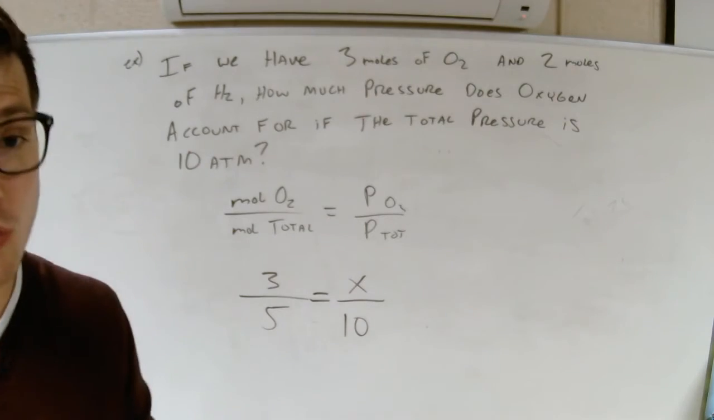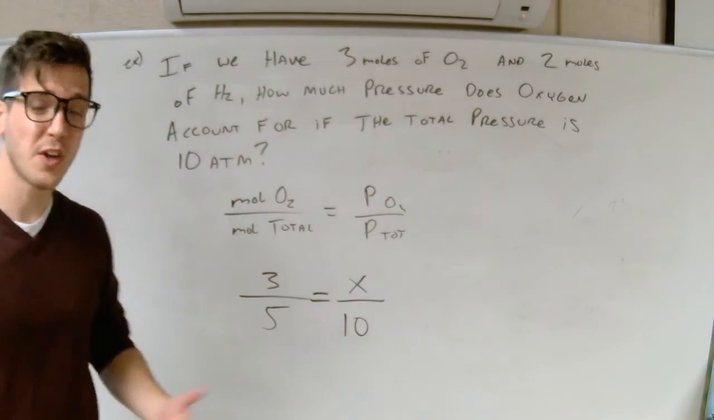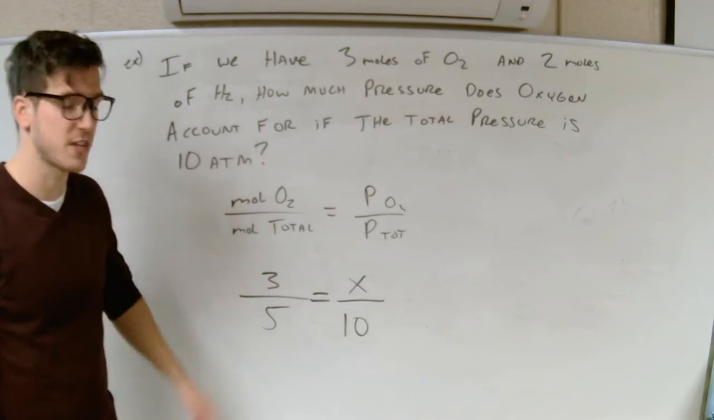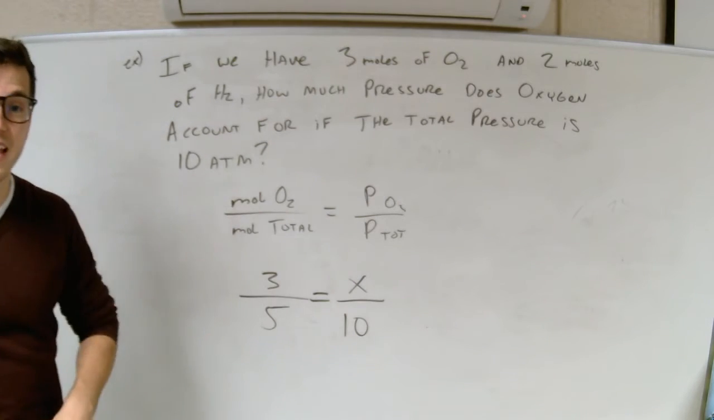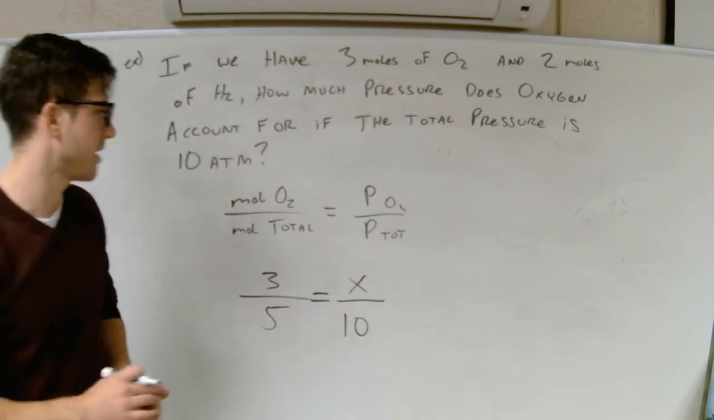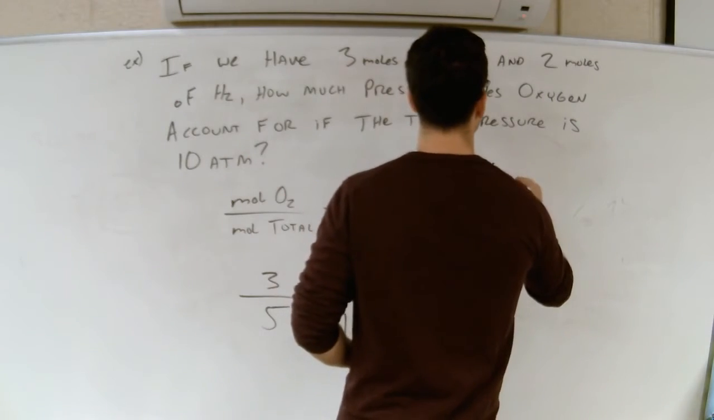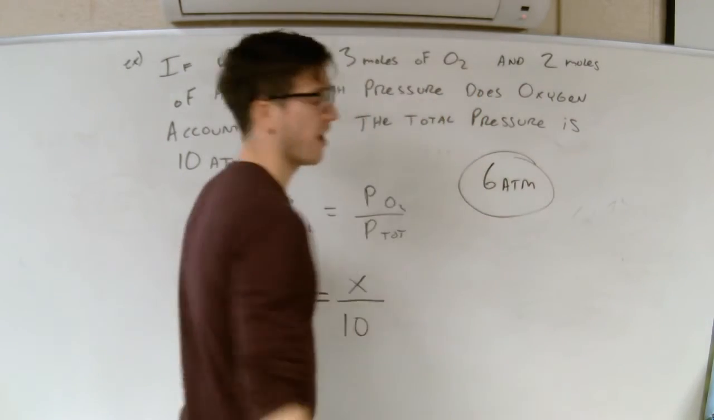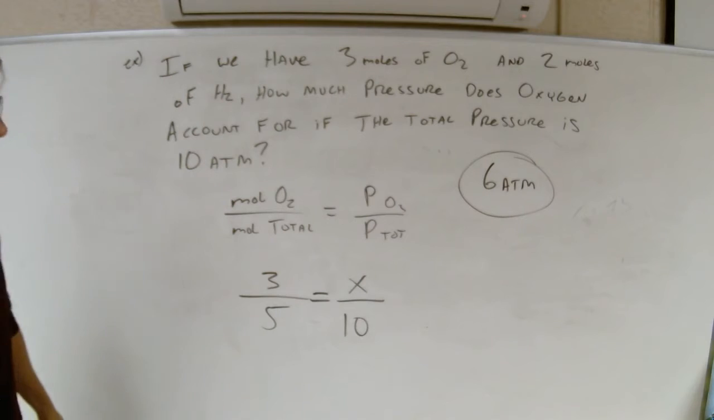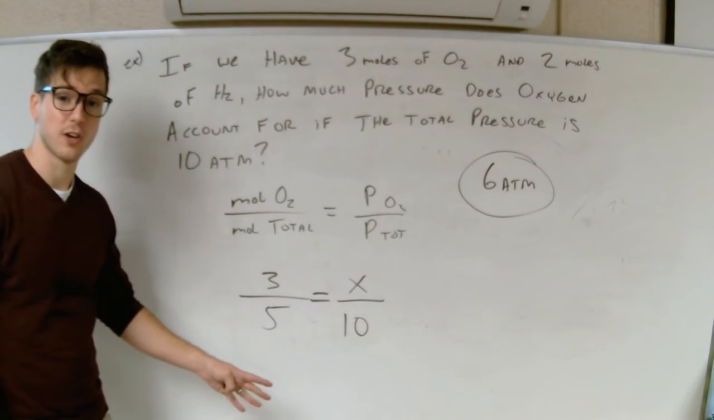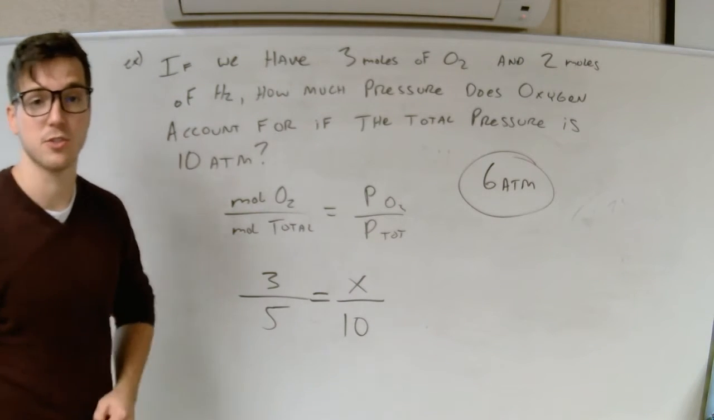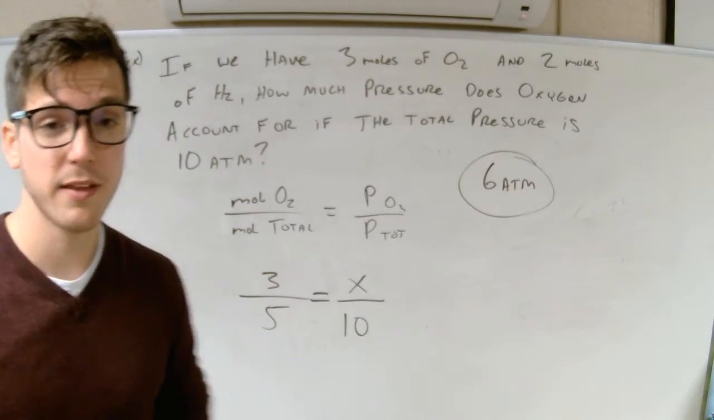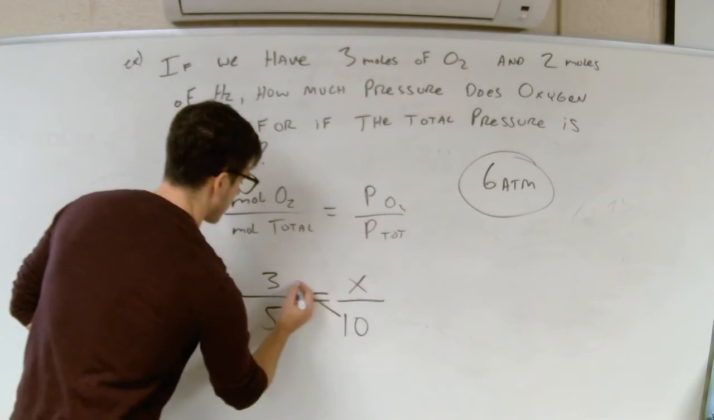So if it makes up 3/5 of the moles, once again, it should make up 3/5 of the total pressure. So here you could just do a little bit of cross multiplying, or you know that 3/5 is 60%. Well, 60% of 10 is 6. Okay? So oxygen should make up 6 of the total pressure. Again, if you don't want to do that or are still lost and can't figure out the percentages, you could just cross multiply and figure it out that way, right?